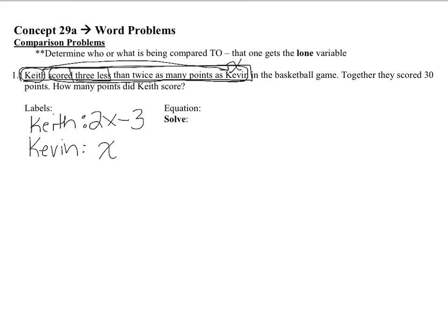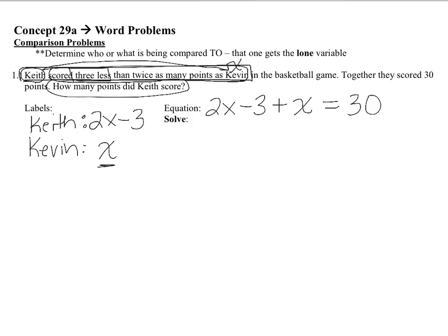So what that means is this expression is representing Keith's score. This expression is representing Kevin's score. Together, they scored 30. So that now brings me to my equation. My equation is going to be 2x minus 3, Keith's score, plus x, Kevin's score, equals 30. And the question is, how many points did Keith score? Well, we can't figure out how many points Keith scored until we figure out how many points Kevin scored, and Kevin is x. So what we do is we solve this equation for x.